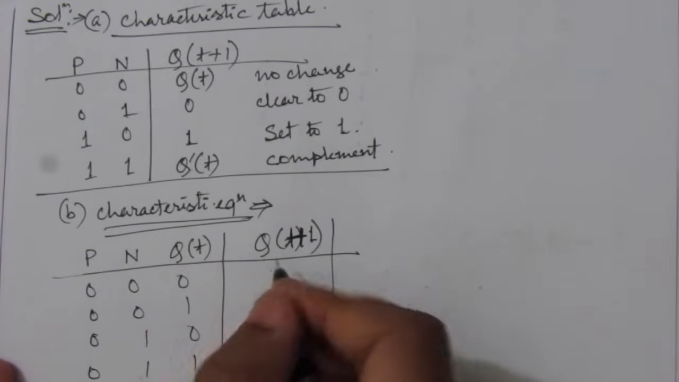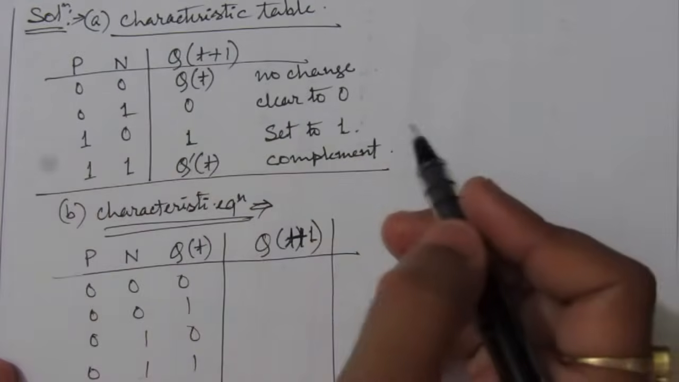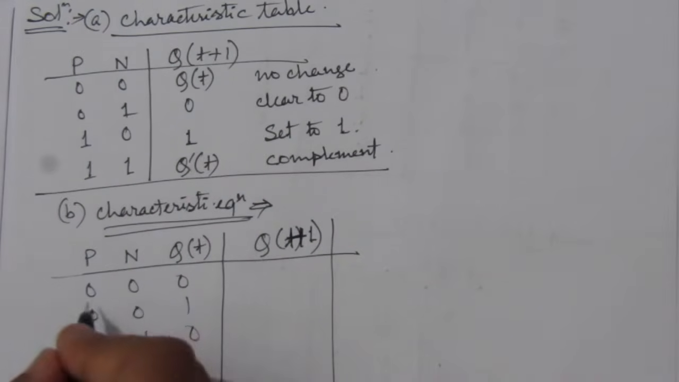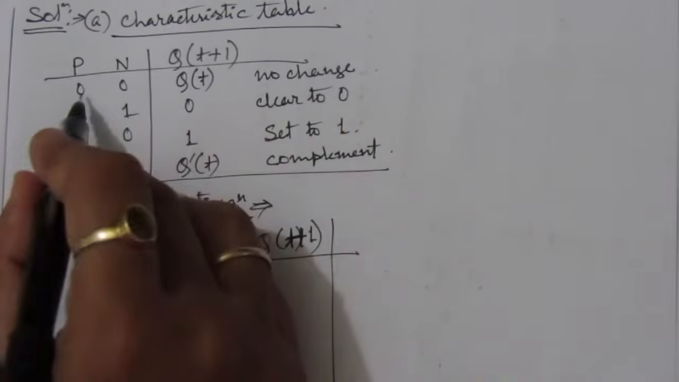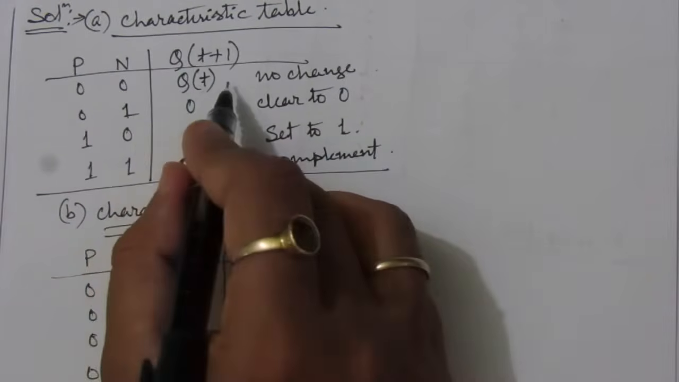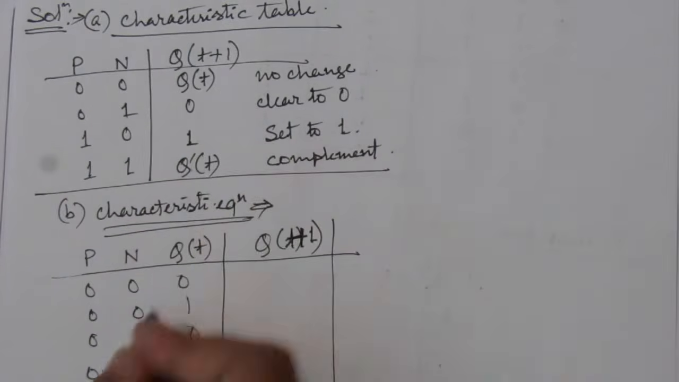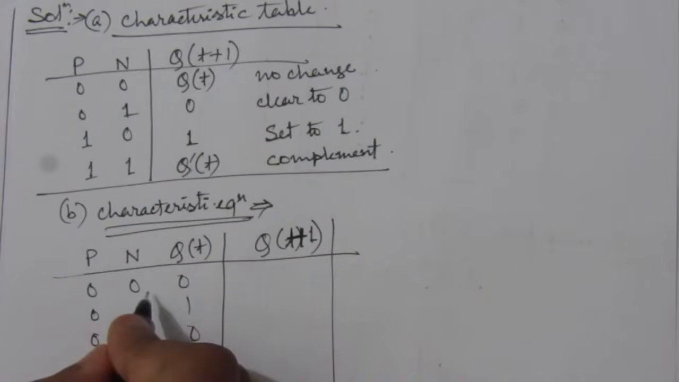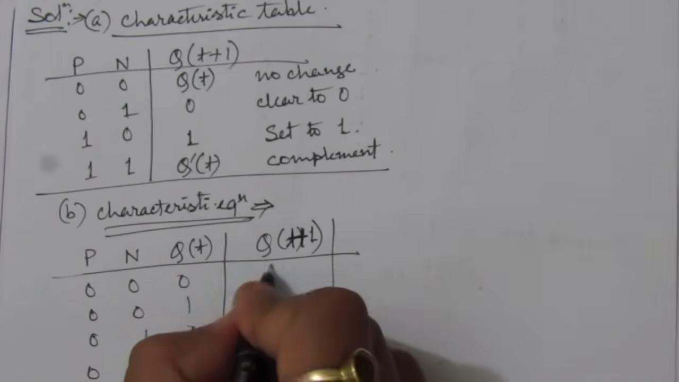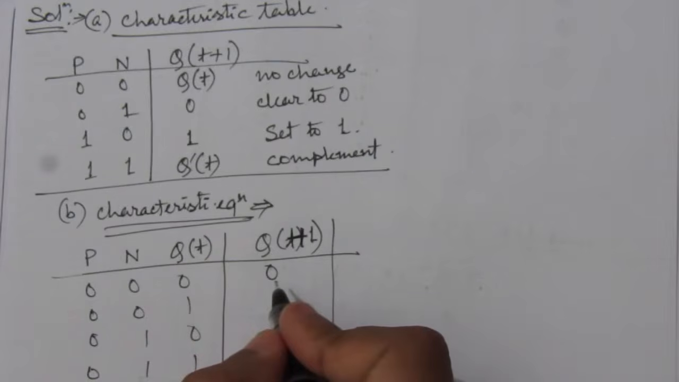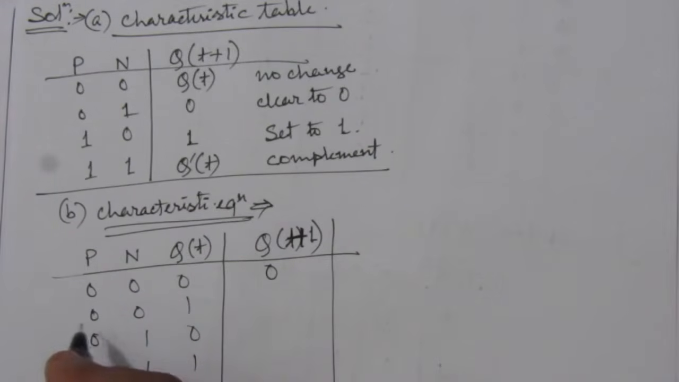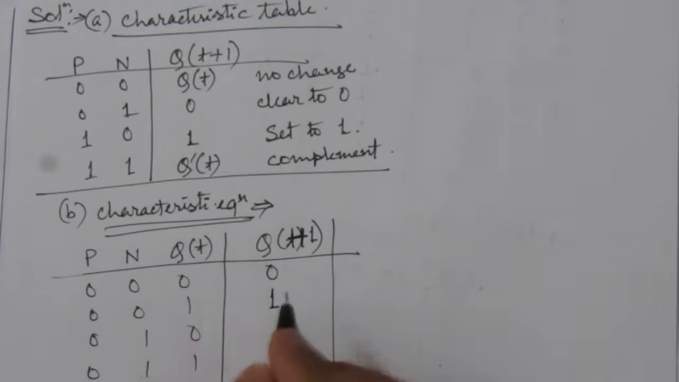Now we have to find Q of T plus 1 following the characteristic table. In the first case we have 0 0. 0 0 means no change, so the present state output will be the next state output. So the next state output is 0, same as before. Then we have 0 0 again, so no change, so it is 1, and we'll have output 1.